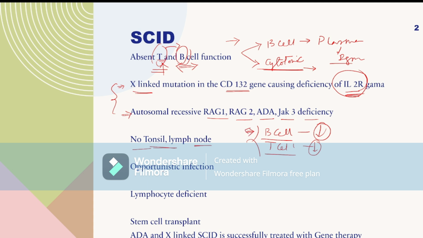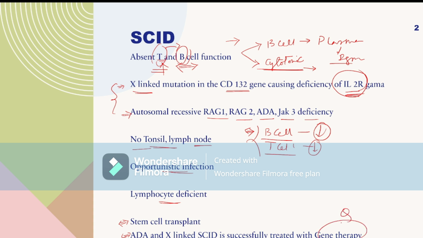So there is increased chance of opportunistic infection. That means fungal infection, some viral infection, some cutaneous manifestation of Candida infection, or some respiratory or sinus infection. Maybe the child is suffering from these types of infections. If we give any live vaccine to the child, the child may suffer from life-threatening conditions, in which lymphocytes are also deficient. The most specific treatment for SCID is stem cell transplantation. Only in case of ADA and X-linked SCID, the treatment of choice is gene therapy.